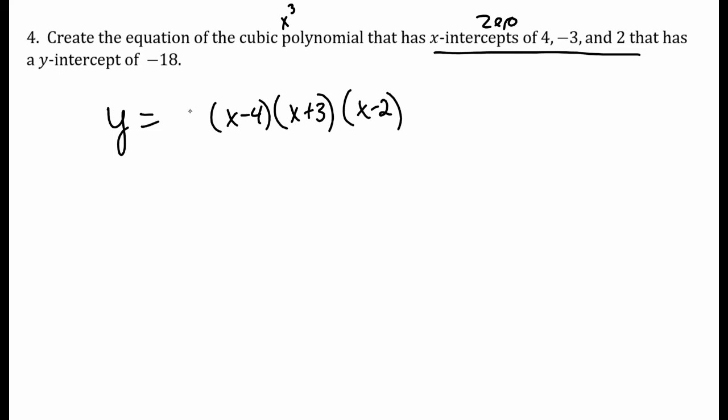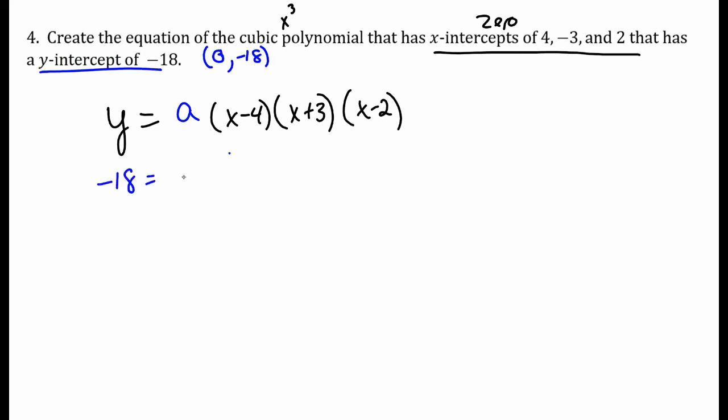However, there's always a leading coefficient out front that we don't know what it is, so I'm going to put an a there. This a can be any number. I want the y-intercept to be -18. So when I plug in 0, I want to get out -18. When I plug in 0 for x, y has to give me -18.